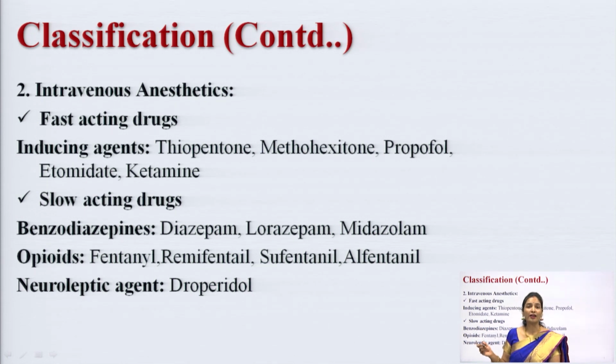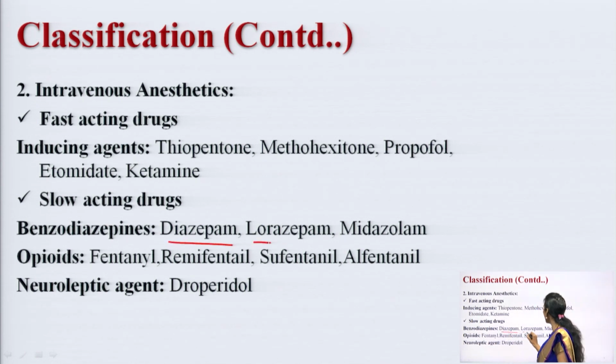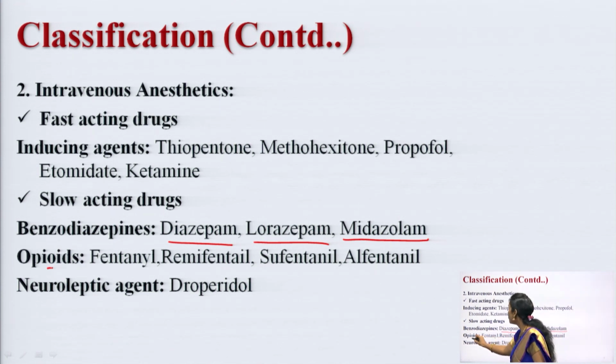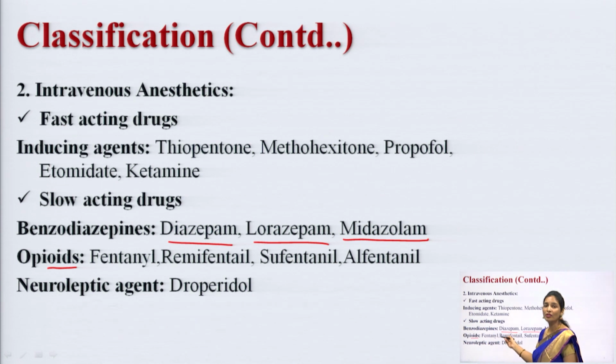The slow acting drugs are benzodiazepines, opioids and neuroleptics. What are the benzodiazepine drugs you can use as general anesthetics? Diazepam, lorazepam, midazolam. These are the benzodiazepine drugs you can use as intravenous general anesthetic drugs. These are the slow acting drugs. And what are the opioids? There are a lot of opioid drugs which you can use as general anesthetic drugs. All these drugs are slow acting drugs.